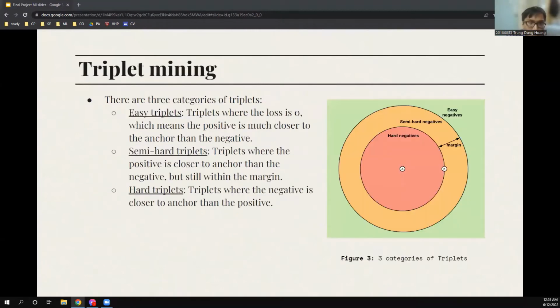Next, there are three categories of triplets: easy triplet, where the loss is zero; semi-hard triplet, where the positive is closer than the negative but still within the margin; and hard triplet, where the negative is closer than the positive.